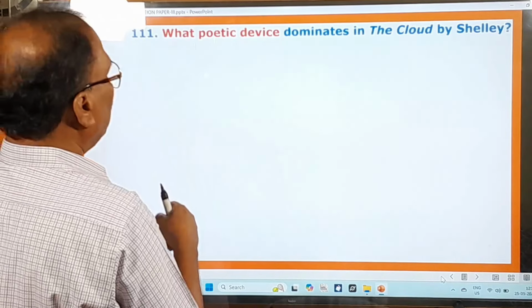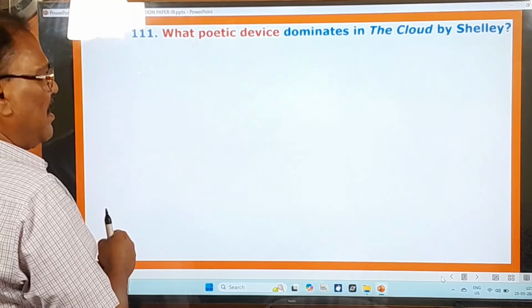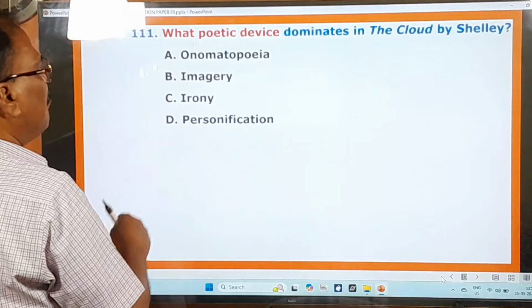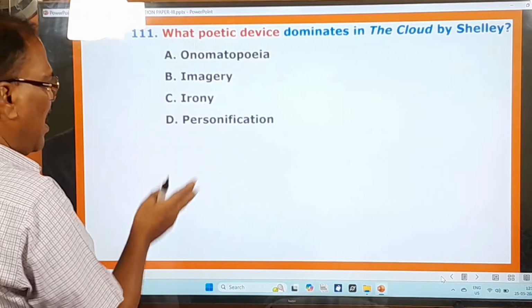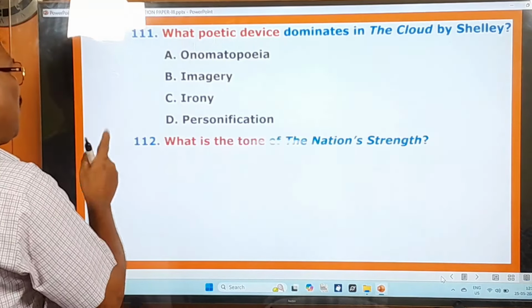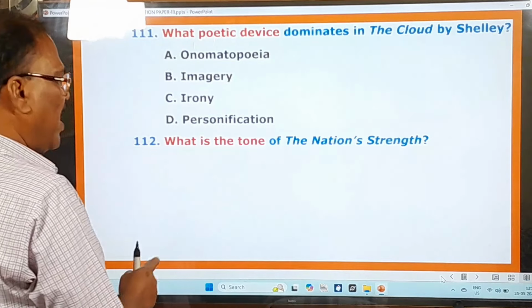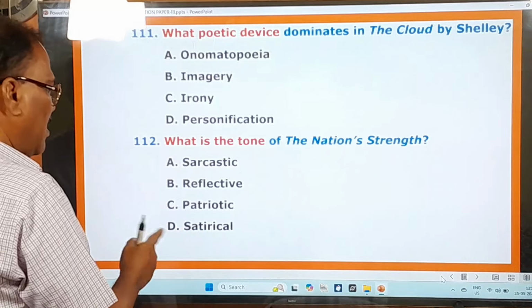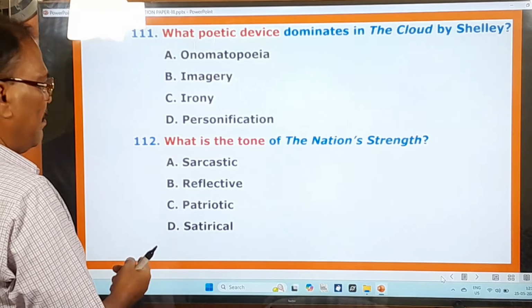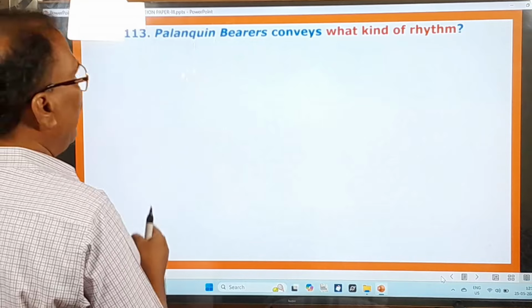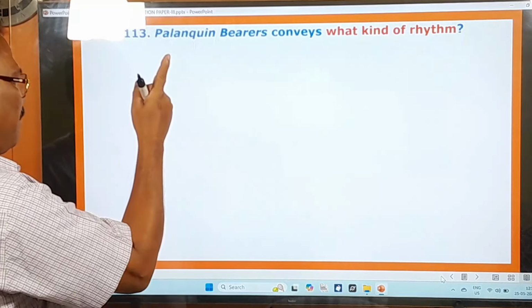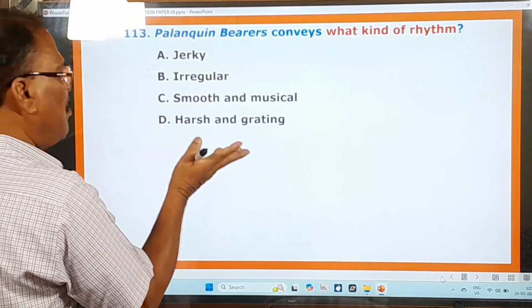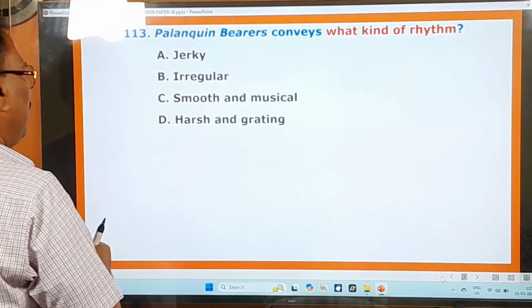111th question. What poetic device dominates in The Cloud by Shelley? Onomatopoeia, imagery, irony, personification. 112th question. What is the tone of The Nation's Strength? Sarcastic, reflective, patriotic, satirical. 113th question. Palanquin Bearers conveys what kind of rhythm? Jerky, irregular, smooth and musical, harsh and grating.